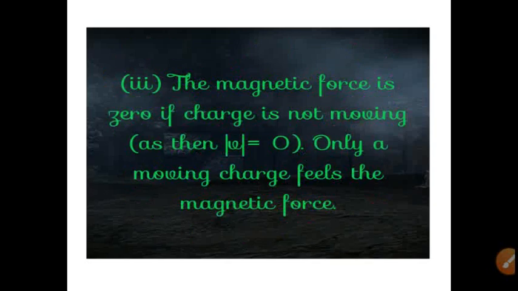And the third point is the magnetic force is 0 if charge is not moving. That is when velocity is equal to 0. Only a moving charge feels the magnetic force. This one also we can find from the equation F is equal to QVB sin theta. If velocity is equal to 0, the magnetic force will be 0. Therefore, the magnetic force on a charge at a rest will be 0. A charge will experience magnetic force in a magnetic field only if it's moving.